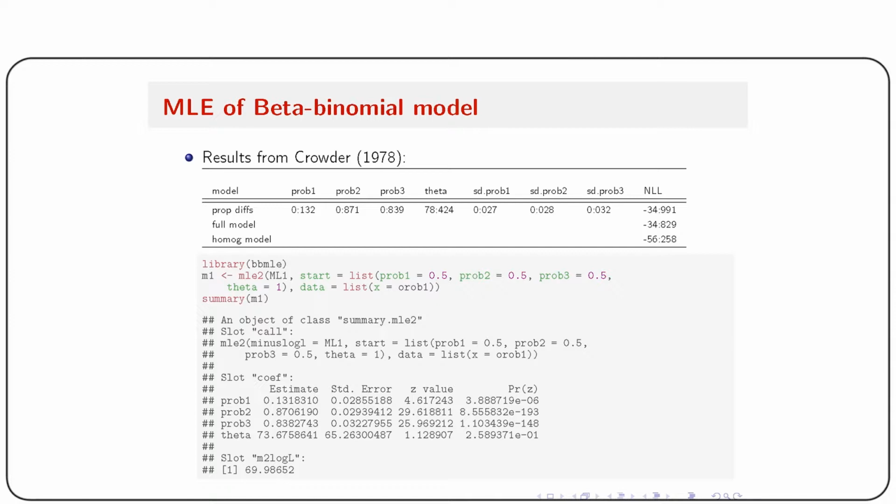Start, the initial values we set as 0.5, 0.5, 0.5, and theta is 1, and data equals x, list x equals ORO B1, and then you get the summary. The summary gives the estimate of the coefficients prob 1, prob 2, prob 3, and the theta estimate, standard error, z value, and probability, and also the -2 log likelihood value given here.